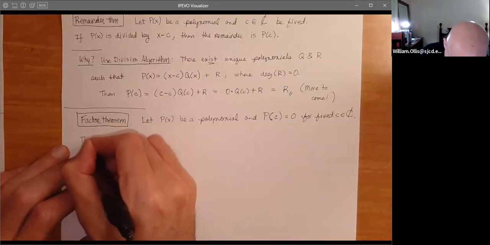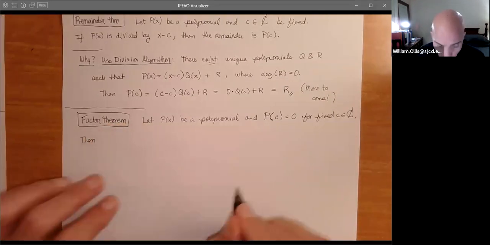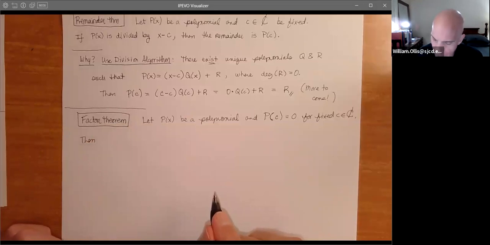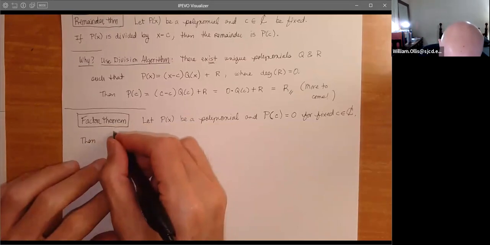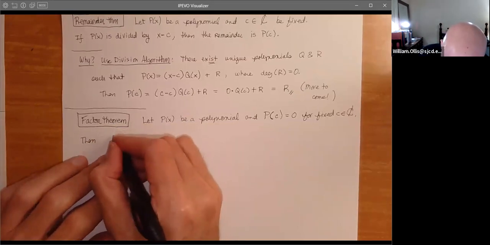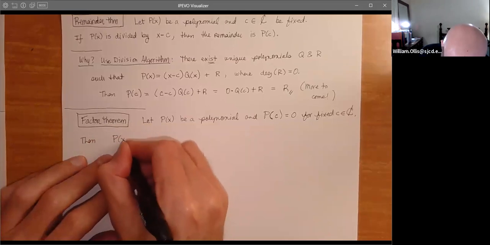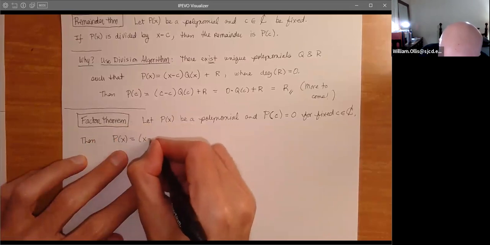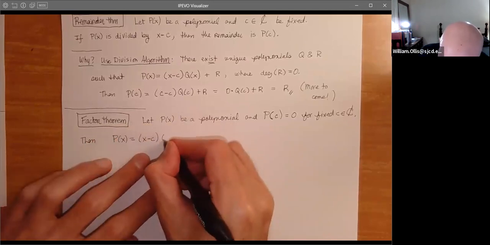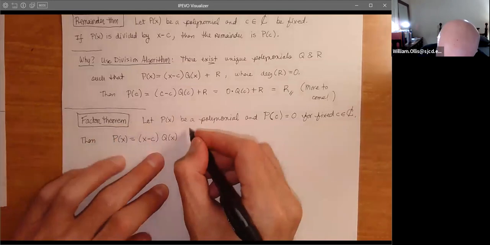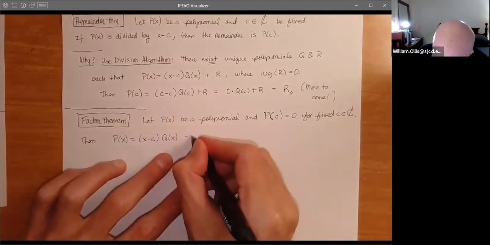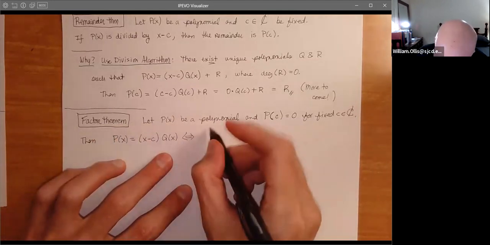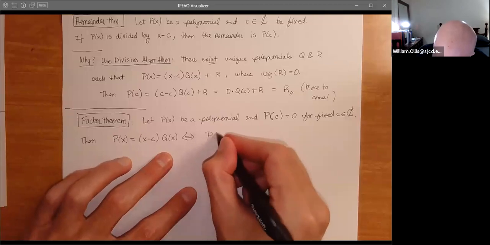Then we're going to look at this and say, okay, so we've got a 0. What does that mean? Well, let's see here. Then, and I've used this before, we can say P of X equals X minus C times Q of X if and only if P of C equals 0.